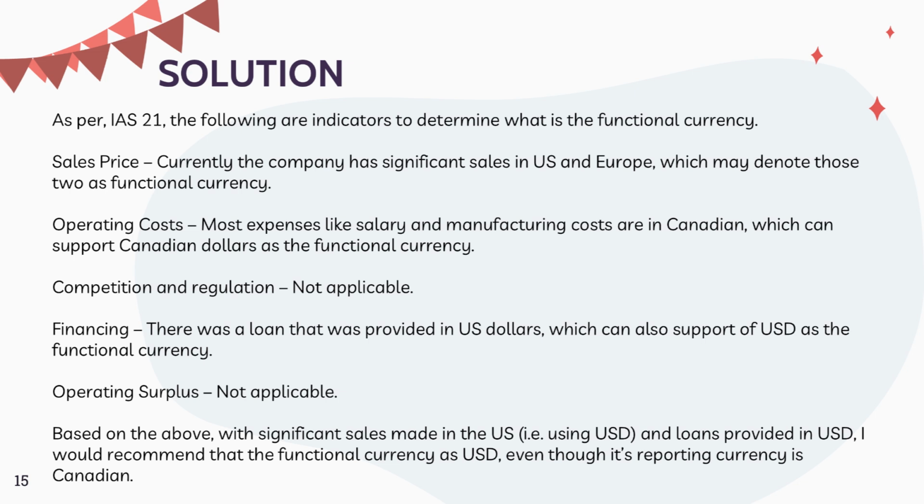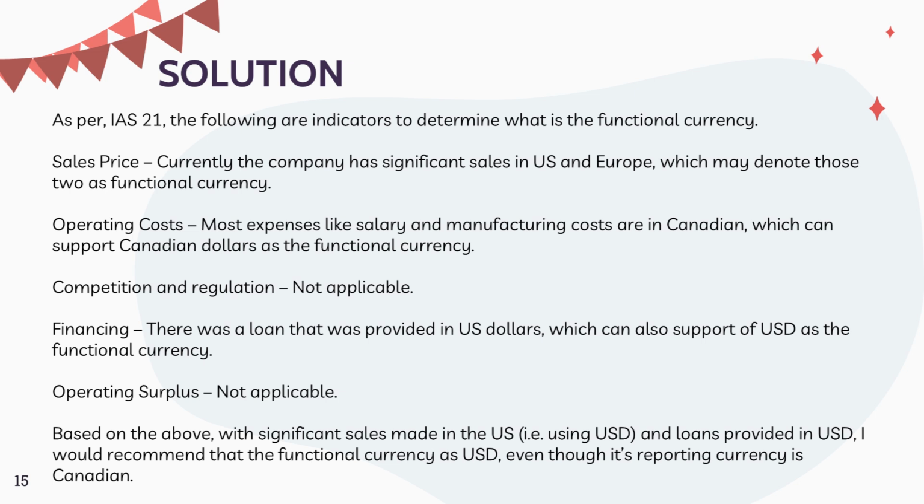So in terms of how to solve this, you'd refer back to what we learned in the previous slides about functional currency. So I'd start my response with, as per IAS 21, the following are indicators to determine what is the functional currency of an entity. The first being sales price, then operating costs, competition and regulation, financing, and then operating surplus. In this case, we don't really have competition and regulation, nor do we have operating surplus, so I just put does not apply. However, we do have sales price, and a lot of the sales is done in the US and in Europe. As a result, that's probably the currency that they're selling their products in.